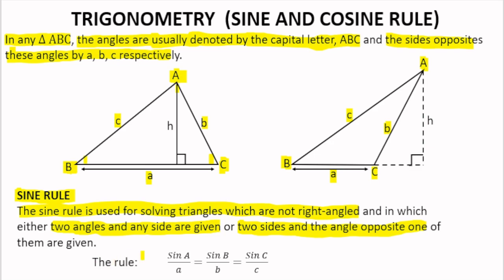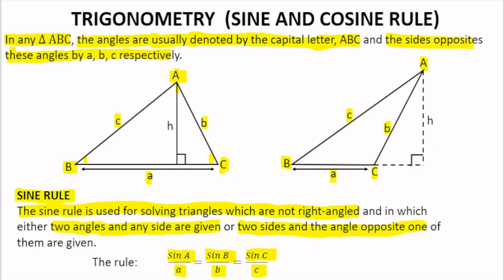Now let's take note of the rule. The rule says sine A over a is equal to sine B over b equal to sine C over c. So what this means is, if we are meant to look for any parameter, either we take sine A over a is equal to sine B over b, or sine A over a is equal to sine C over c, or sine B over b is equal to sine C over c. This depends on the parameters we are asked to find. That's where we are going to know which of the pairs to work with at a time.